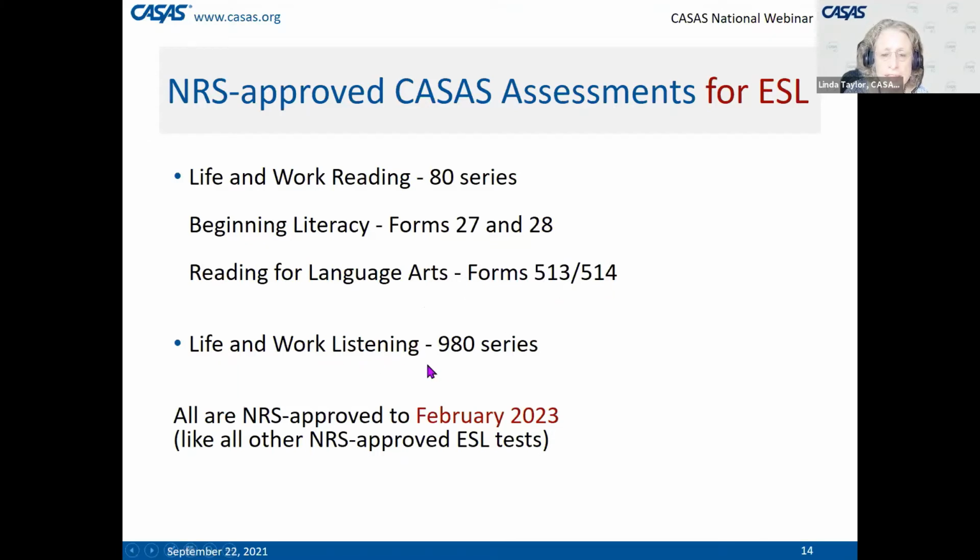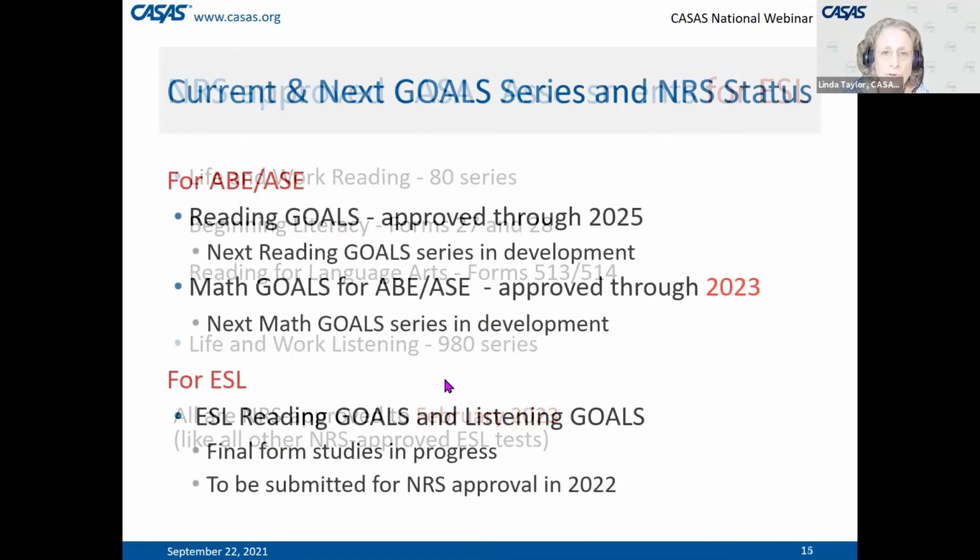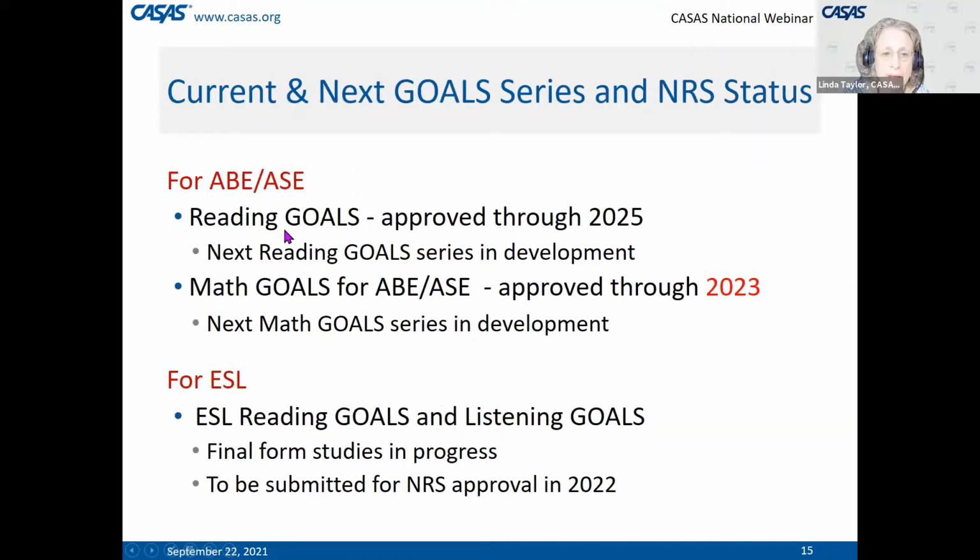Also for ESL is the Life and Work Listening 980 series. And all of these tests are approved through February of 2023. And this is the same as for all of the ESL adult ed test publishers. For ABE, we have our Goals series, Reading Goals, which is approved through 2025.